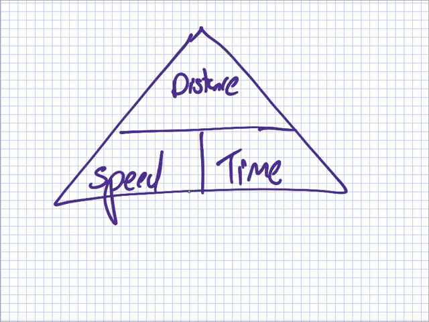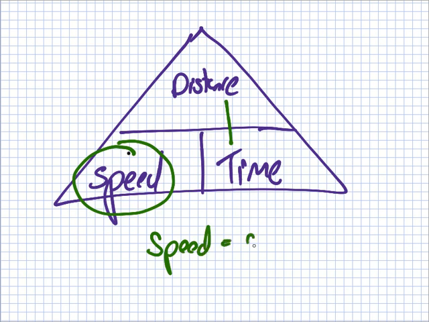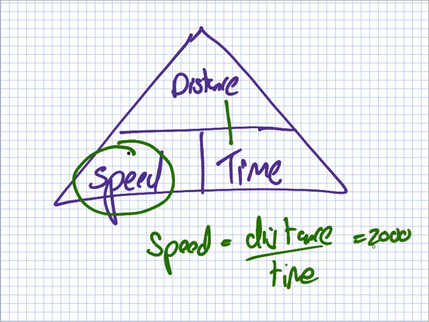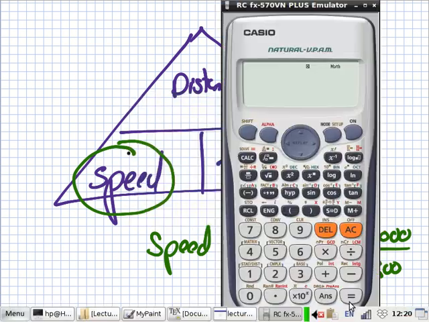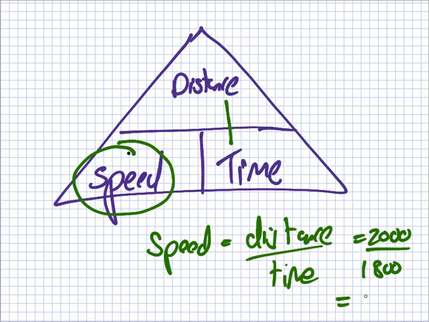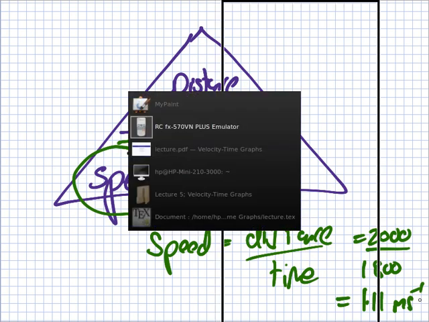Anyway, so what formula am I looking for? Speed. So speed is distance over time, which is 2,000 meters over 1,800 seconds. So 2,000 over 1,800, so that is 1.11 meters per second. Is that okay?